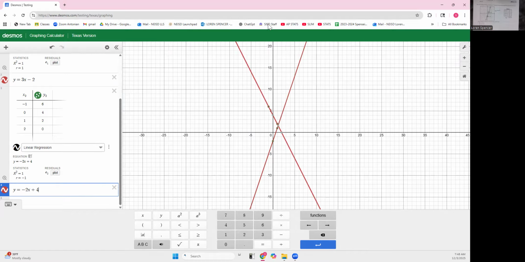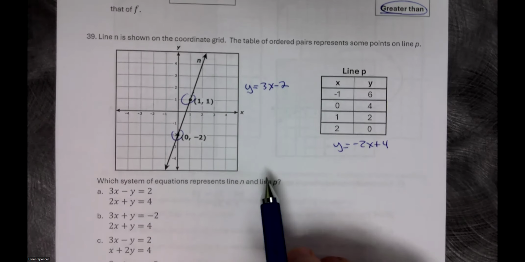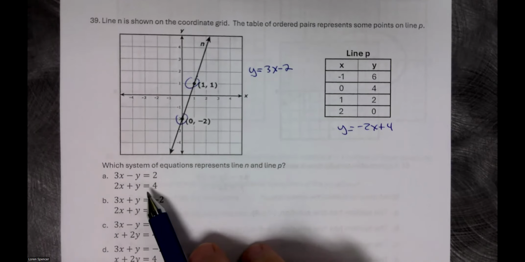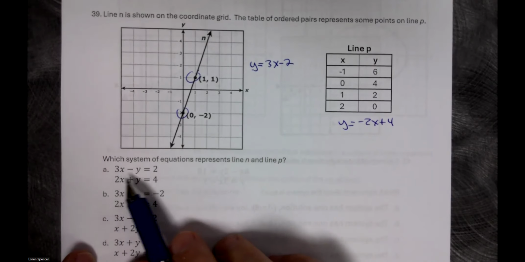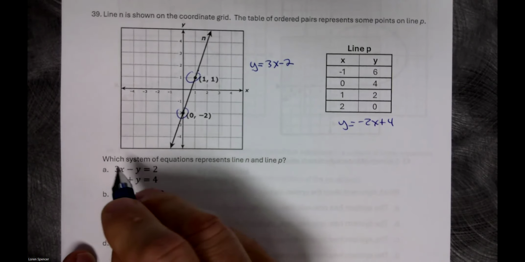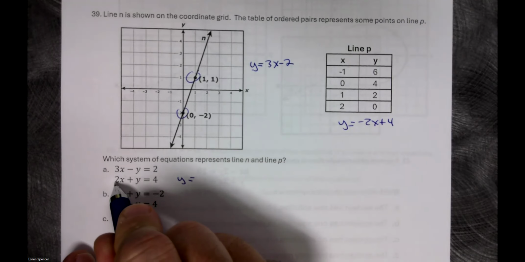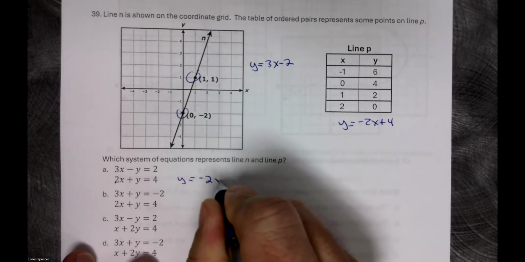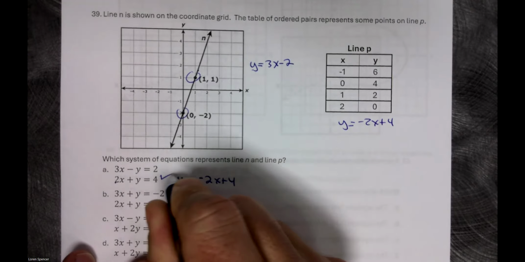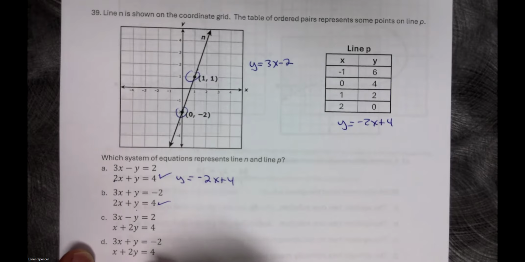Okay, now that I've done that, I need to rearrange these to see if they're in the right order. I'm going to work with this one first. So I'm going to move this 2x over. When I move this 2x over, it is positive, because when it changes side, it changes sign. So y equals -2x plus 4 becomes 2x plus y equals 4. So that looks good. So anywhere I have a 2x plus y equals 4, we know that's good. Okay? So that takes care of line P.